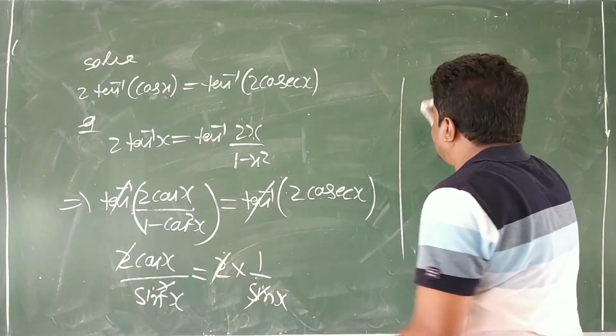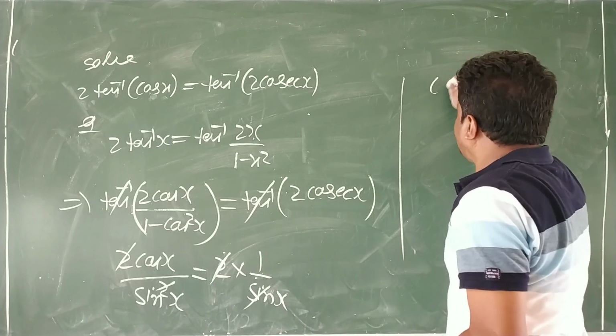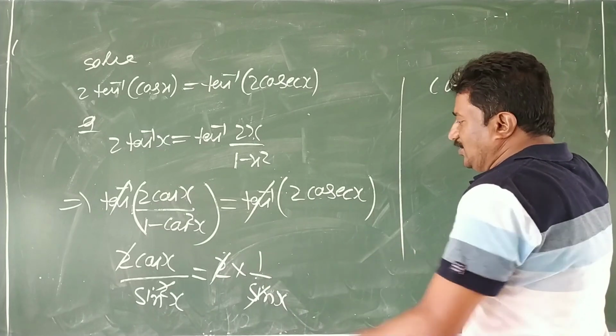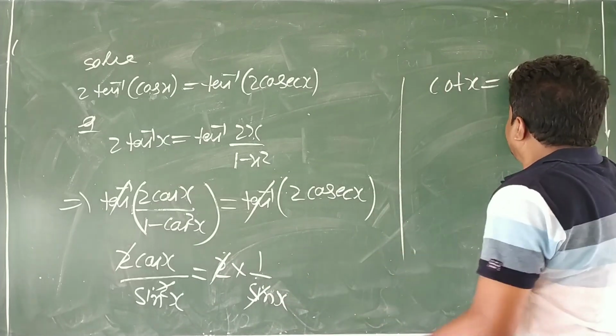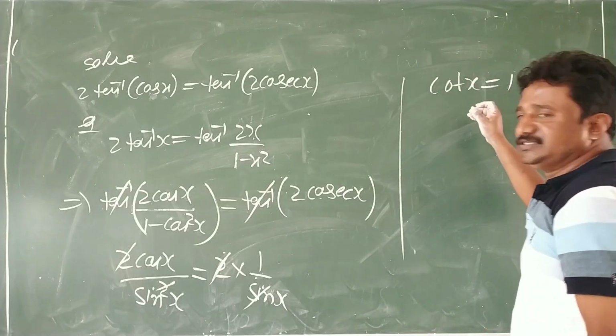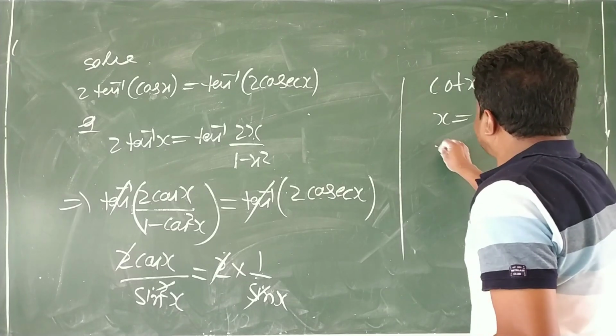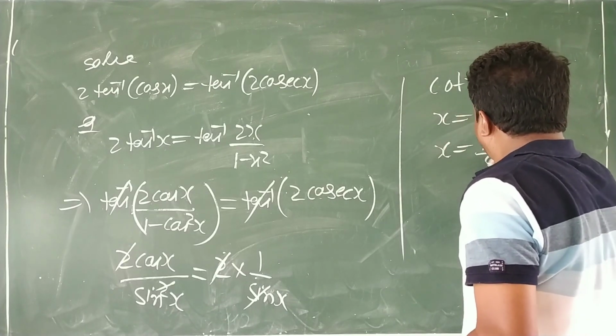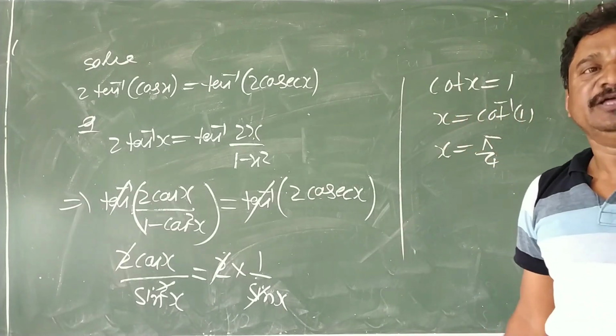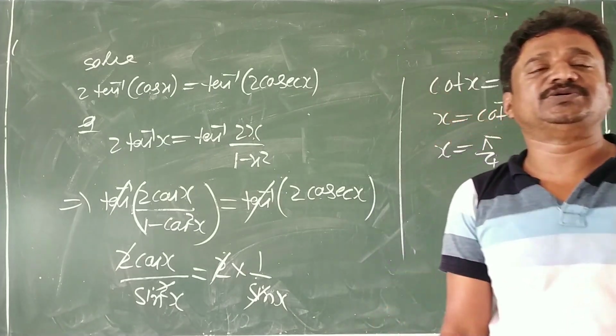Cos by sin, tan, cot x. Cot x is equal to what? 1. So x is required. Send cot to the right side. X is equal to cot inverse 1. How much is cot inverse 1? Pi by 4. I hope you understood, students.